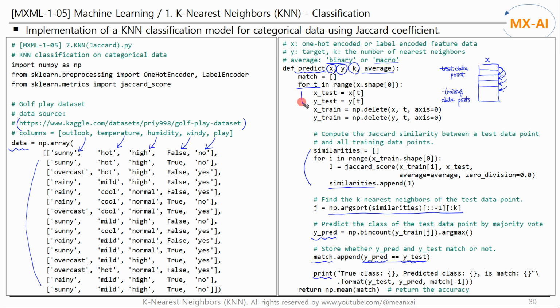In the second round, we use the second instance as a test data point and the rest as training data points. This process is repeated until the last instance is used as a test data point. Finally, we measure the accuracy using the true and false values stored in the match list and return the accuracy. If there are 7 trues and 3 falses, the accuracy is 70%.